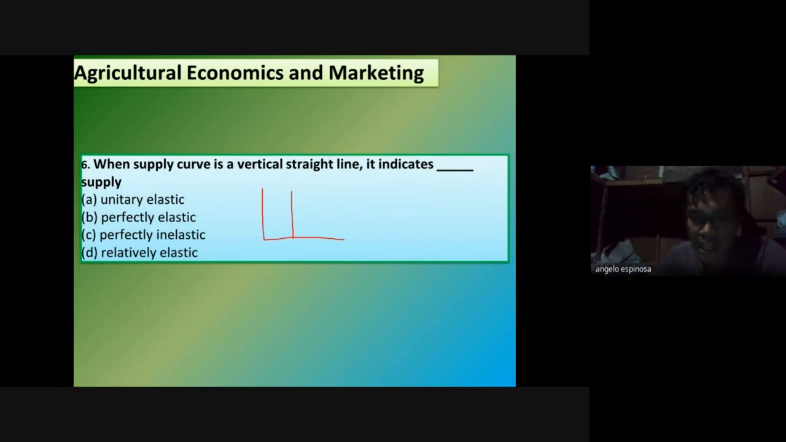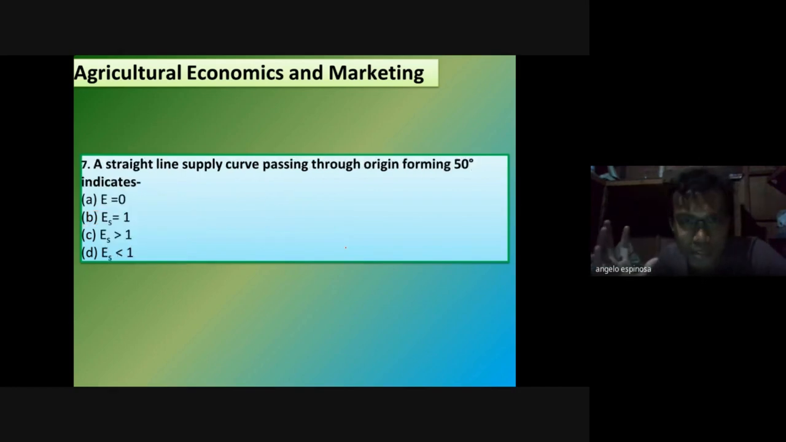Number 6, when the supply curve is a vertical straight line, it indicates blank supply. That is being insensitive, meaning the supply is being insensitive. Sorry, is that a vertical line? Is it vertical or horizontal? That is actually a horizontal line. Sorry, I'll change that. That's a horizontal line. So we talk about the vertical line. This is the vertical line. So the correct answer is being infinite. So this is letter B, perfectly elastic. This is a vertical line. The one on the right is horizontal.